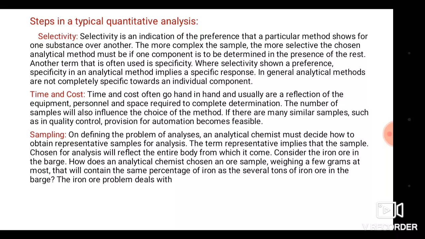So what happens if you want to analyze a number of the same samples within one QC? What is feasible for the analysis, and what is less time consuming and cost consuming? The next one is sampling. In defining the problem of analysis, an analytical chemist must decide how to obtain a representative sample for the analysis.